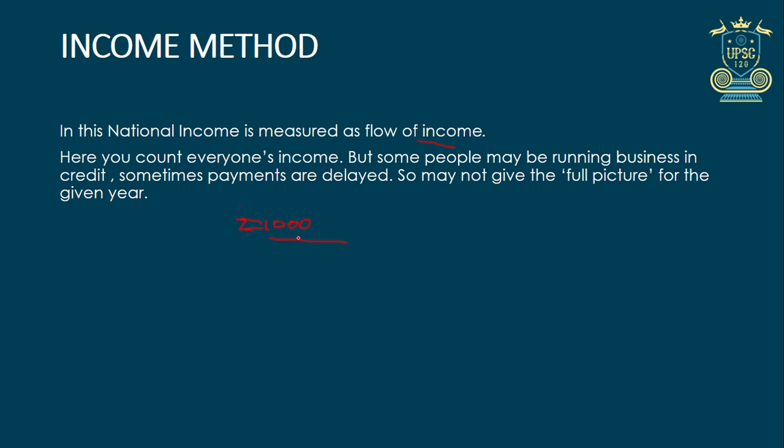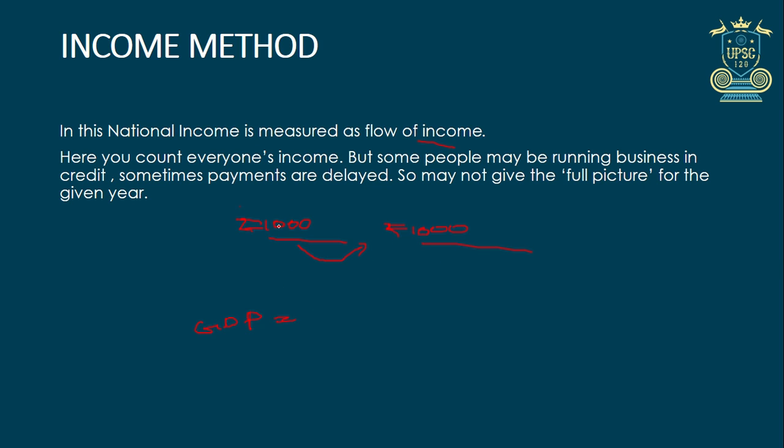Now let's take that the broker is using this 1000 rupees to pay his water bill. He is giving this 1000 rupees to the water company. Now this 1000 has to be added again. So for simplicity, let's say that only this is the monetary transaction that is happening in the economy.